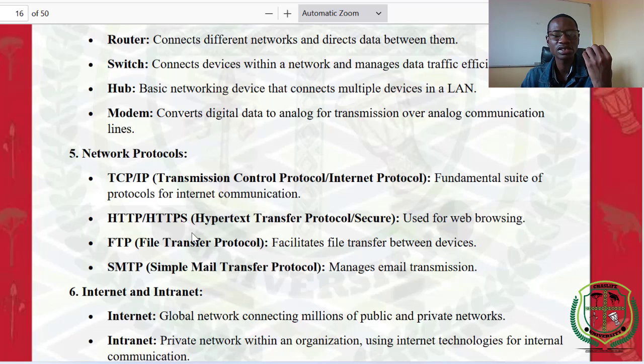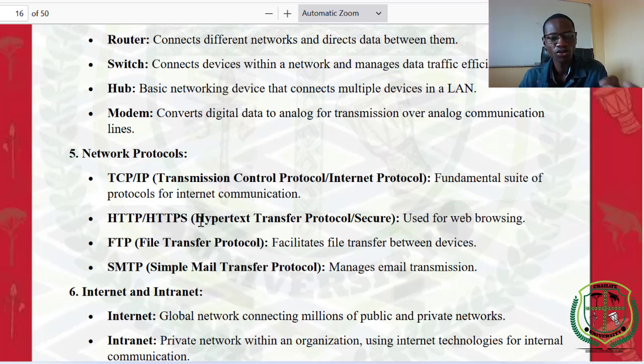Then there is another set of instructions that makes it possible for browsing to take place. There's what we call HTTP. HTTP or HTTPS, there's an S at the end.